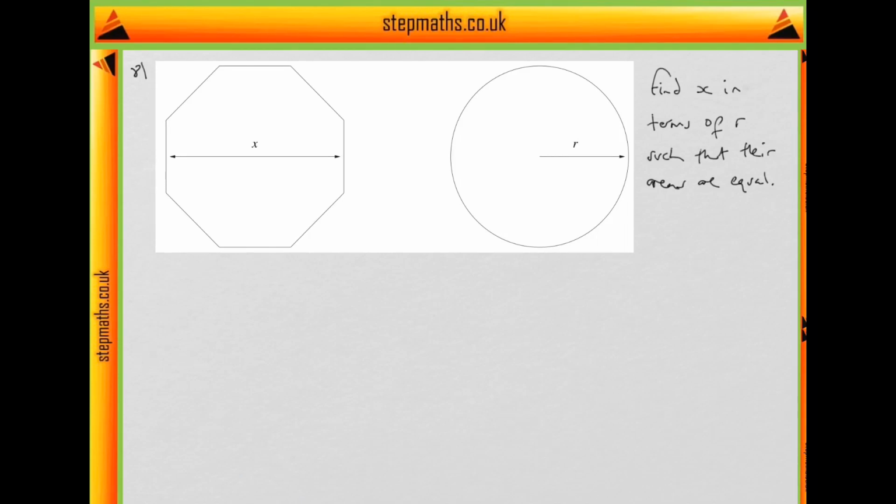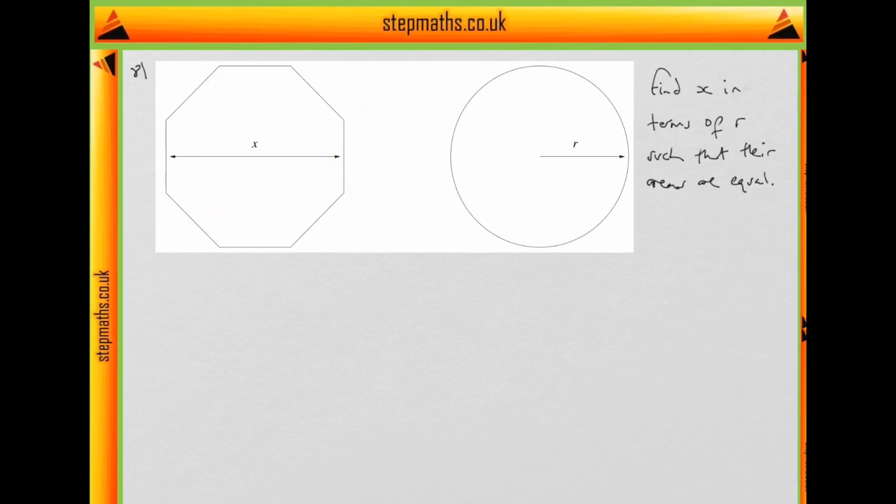In this question, question 8, we're asked to find x in terms of r, such that the area of this octagon and this circle are equal. So how can we find the area? The area of the circle is simply pi r squared. So how can we find the area of this octagon?